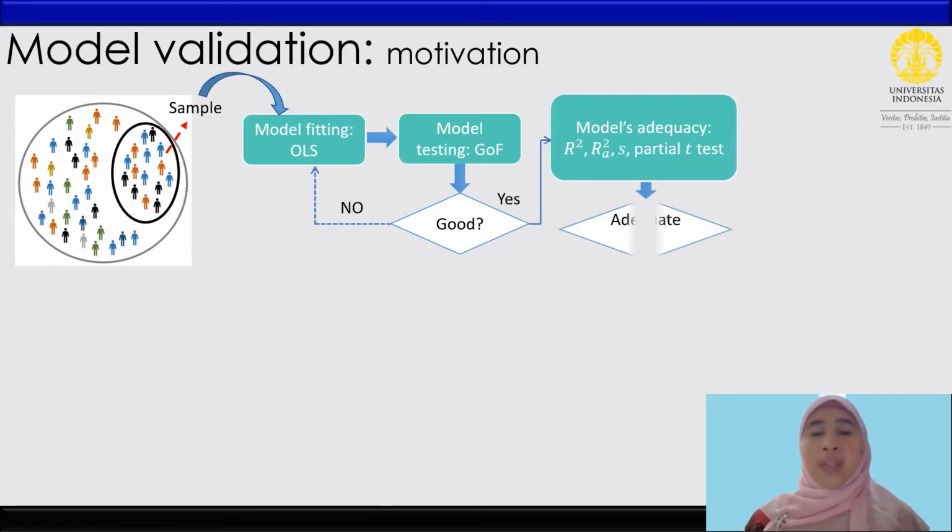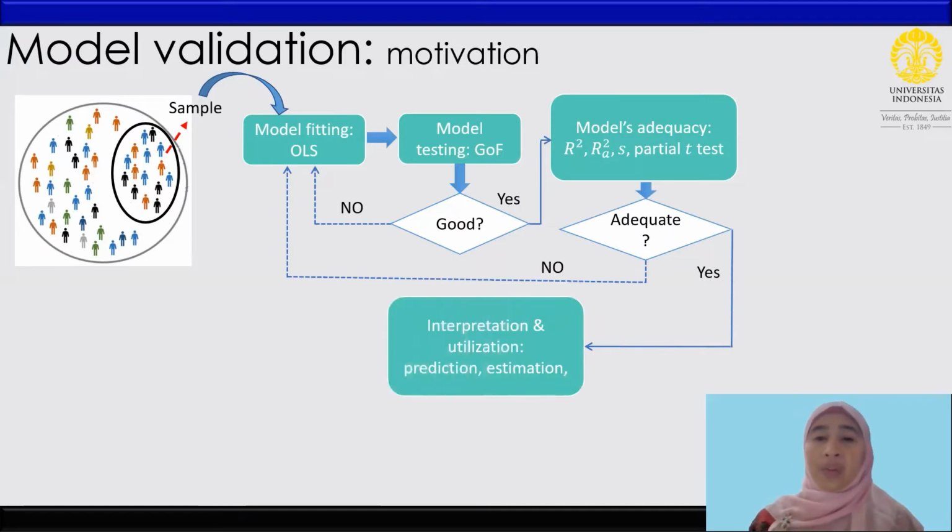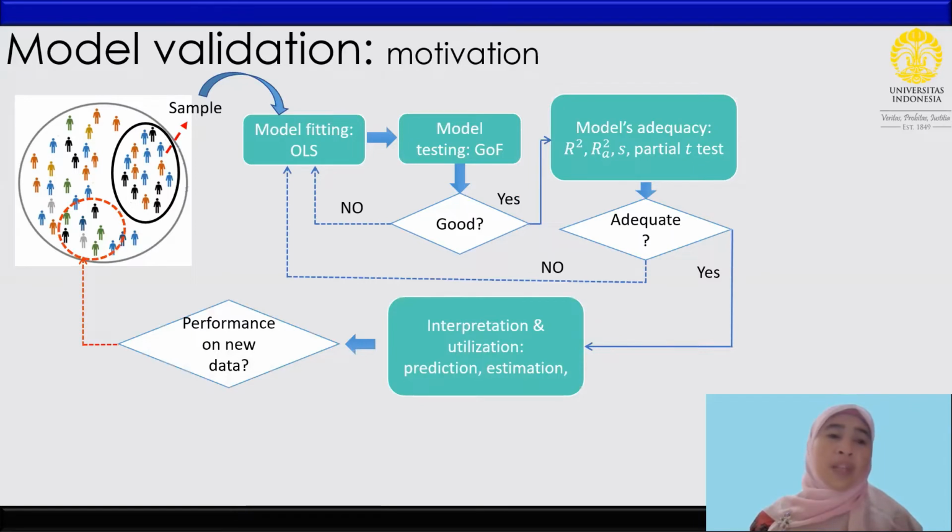But if the model is good, then we check on the model's adequacy represented by, for example, the coefficient of determination, adjusted R-squared, the mean squared error, and so on. And again, if the model is not adequate, we have to recheck our model and try to refit the model. But if it is good, then we continue using the result for interpretation and use the model for prediction or even estimation. Up to this point, we are happy, but then we need also to consider whether the performance of the model is still good when it is applied to the new data, and that's why we do model validation.